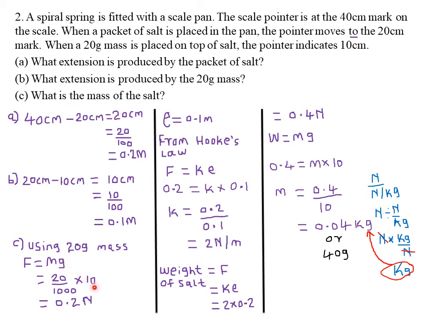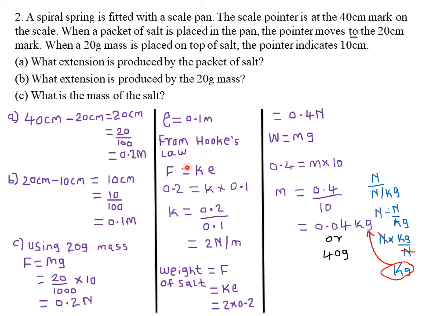The 10 is the gravity. So you perform that calculation, you'll obtain 0.2 Newton. So this is the weight due to the 20 gram mass. Now we have already obtained in part B that the mass causes the spring to extend by 0.1 meter or 10 centimeter. So the extension is 0.1 meter.